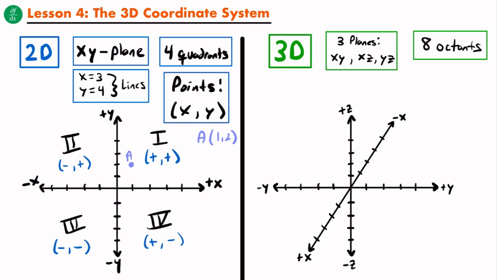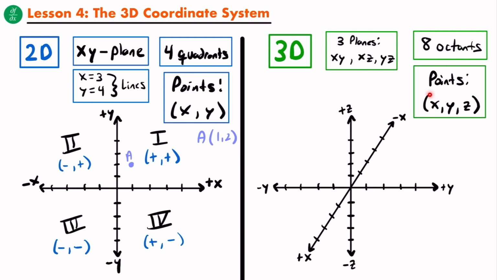Instead, we now will need points that have an x and y coordinate as well as a third coordinate, which is the z coordinate, the coordinate that describes where we are along the z-axis. And so points in 3 dimensions look like this. They are what we call ordered triples. We have 3 coordinates that are ordered with x, then y, and then z. We have the x coordinate, the y coordinate, and the z coordinate.